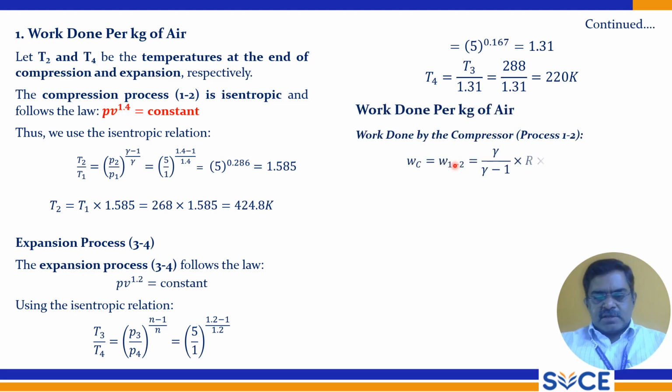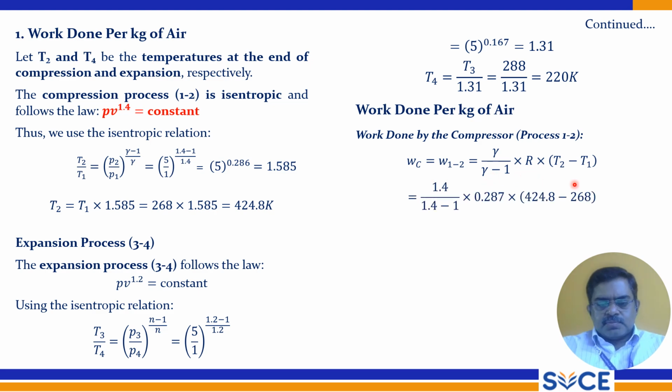Now the work done per kg of air. So WC equal to the work done in process 1 to 2, that is gamma divided by gamma minus 1 into R into (T2 minus T1). Once we substitute the values, we get the work done during compression as 159 kilojoules per kg, taking R equal to 0.287 kilojoules per kg Kelvin. So this is the value we are considering for R.